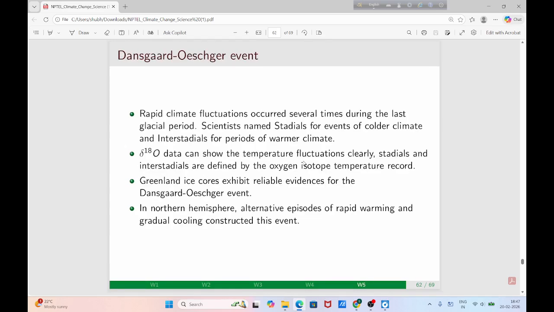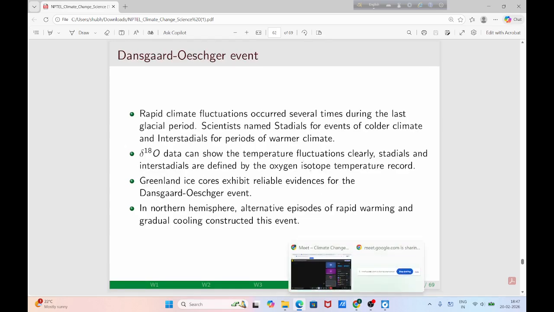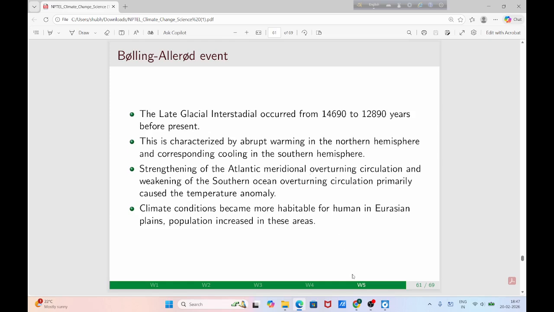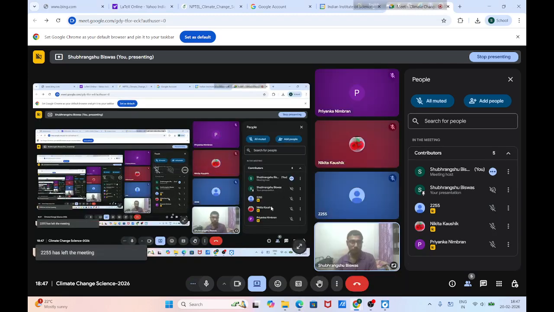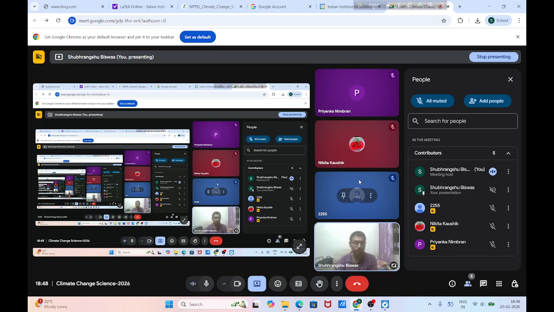We will next go to the Dansgaard-Oeschger event, but before that, I will ask for any doubts on the Bølling-Allerød events or Younger Dryas events.